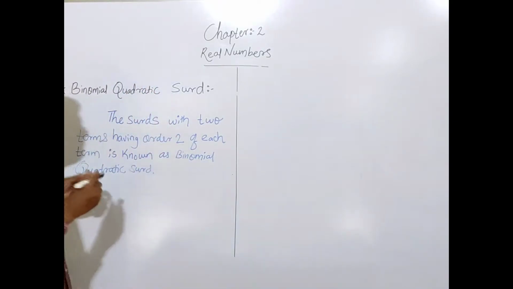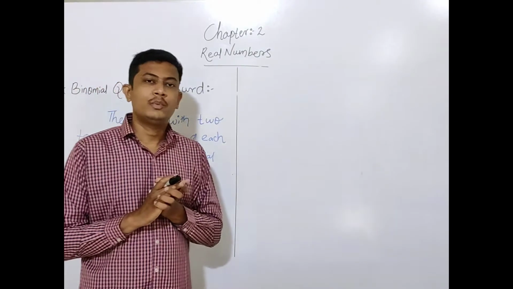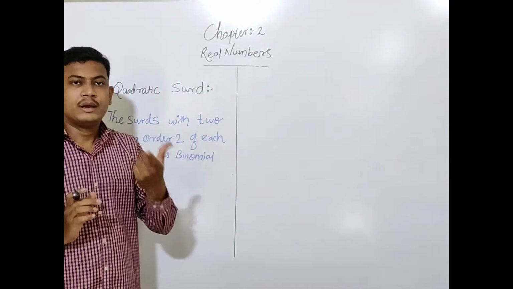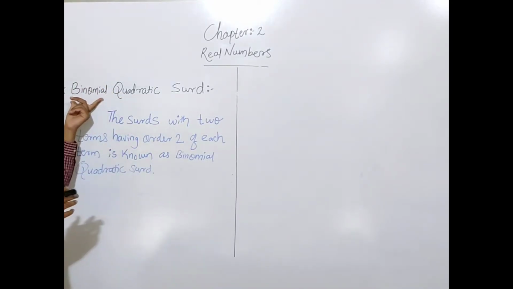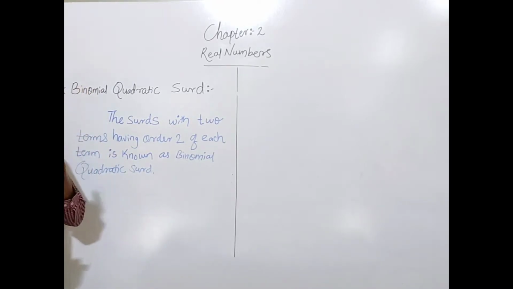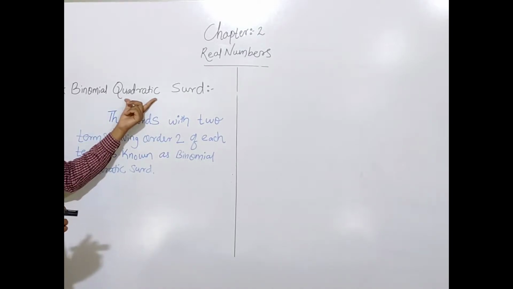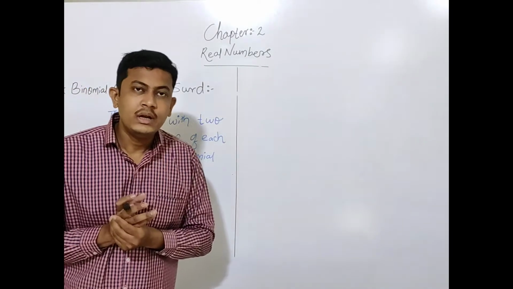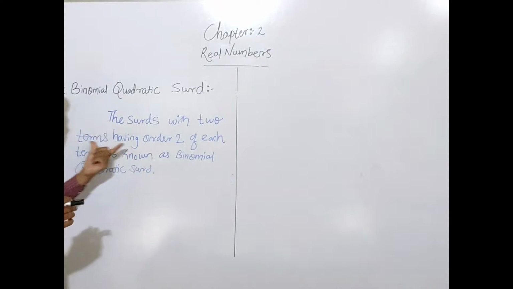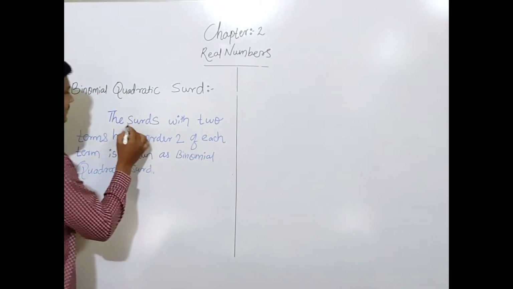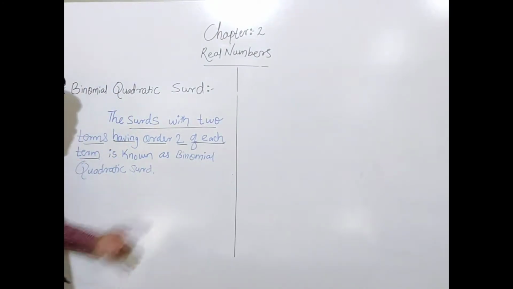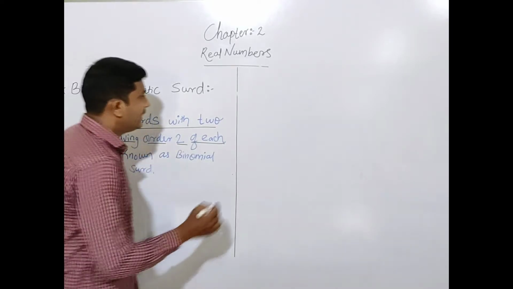So let's see. In the previous class you may have studied, in the chapter polynomials, that the types of polynomials are monomial, binomial and trinomial. The term binomial is defined on the basis of the number of terms. Binomial stands for two terms. Quadratic means the order should be 2, and surd means irrational root. So a surd with two terms, having order 2 for each term, is known as a binomial quadratic surd. So let's see an example.